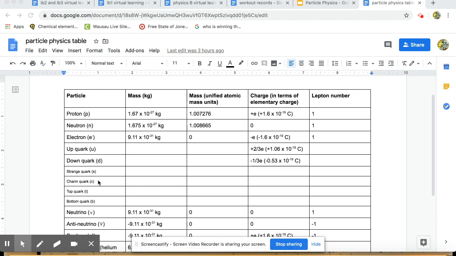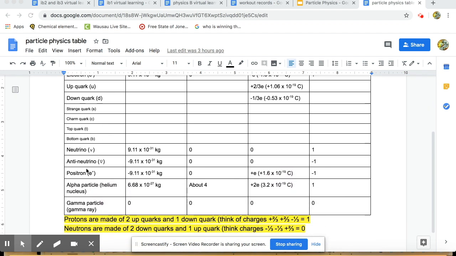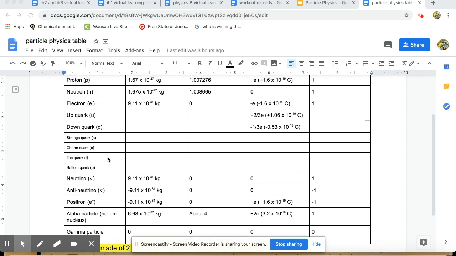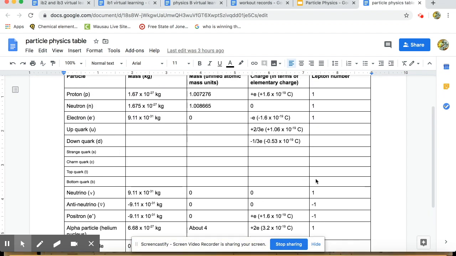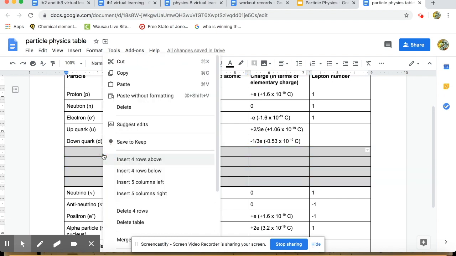Now, the other particles go into the other parts of the nucleus, which help hold things together, like the gluons. Within the gluons are also these other particles, like neutrinos and antineutrinos and positrons and gamma particles. So let's go into depth about those. Since we're not going to focus on these quarks too much, I'll delete this column so it's a little bit easier to see.